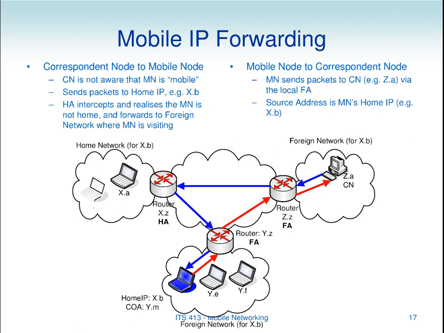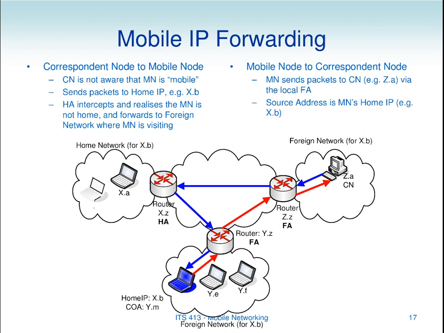Even though this has a care of address, when we create the data, when we're sending the red one up, we set the source as X.B. And we send it to this foreign agent. This one knows it's a special case. It's coming from this mobile node, and we'll simply send it across the internet, destination Z.A. It doesn't have to go through the home agent. It's only in the download direction that it has to go through the home agent. Because at this router, destination is Z.something, it will go through the internet to router Z and to the correspondent node. We can avoid the home agent.